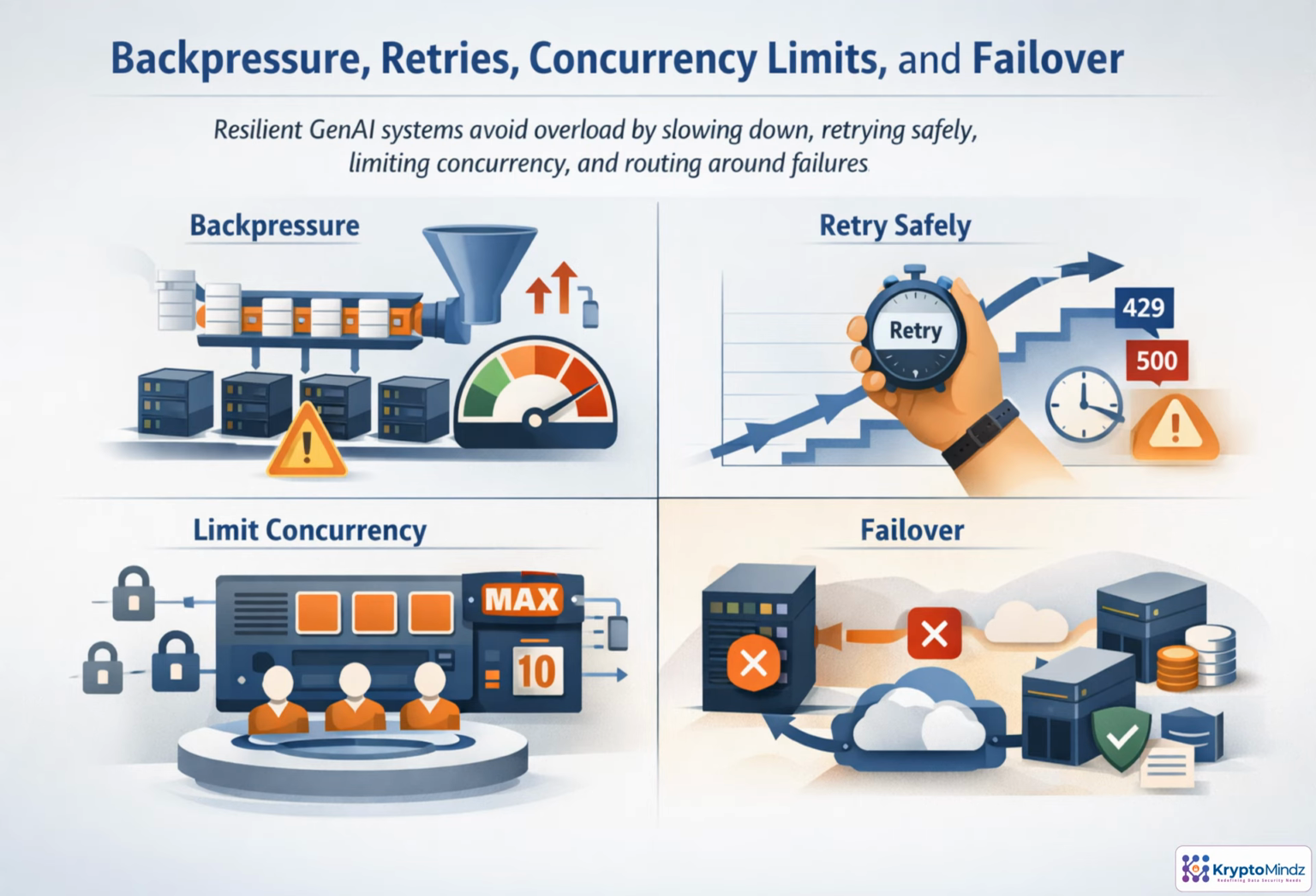Resilient GenAI systems handle overload before it becomes an outage. Capacity signals should move upstream through queue depth, rate limits, degraded modes, or temporary rejection, so callers know to slow down. When requests fail, retries need exponential backoff, jitter, retry budgets, and idempotency keys, especially for 429s, 500s, and timeouts. Concurrency limits prevent one model, provider, or worker pool from being flooded. Failover can route traffic to another provider or smaller model, but only after checking prompt compatibility, quality, safety policy, and cost. Every path should record the outcome.